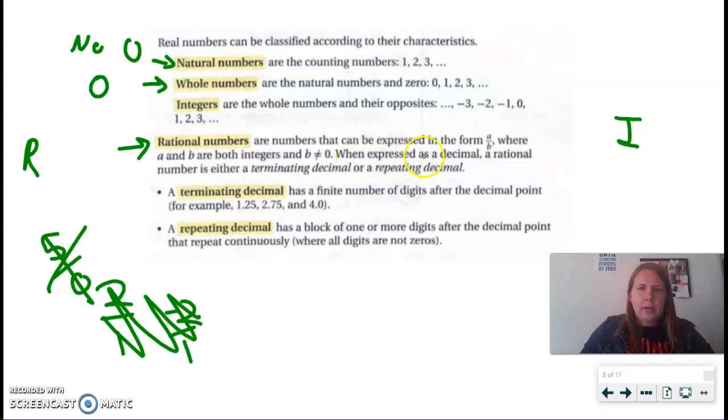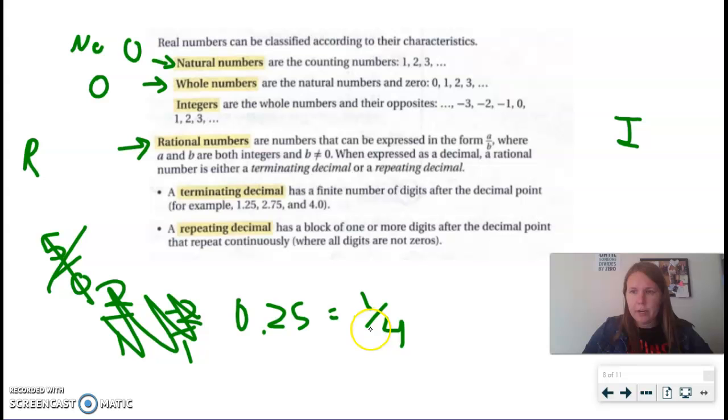You can also take things as a decimal. For instance, if I had 0.25, that's the same as 1/4. So that would be considered a rational number, because it can be written in fraction form if I'd like to. It says when expressed as a decimal, a rational number is either a terminating decimal or a repeating decimal. A terminating decimal is a lot like the one I just did right here. It's a decimal that has a very clear end. It's going to stop.